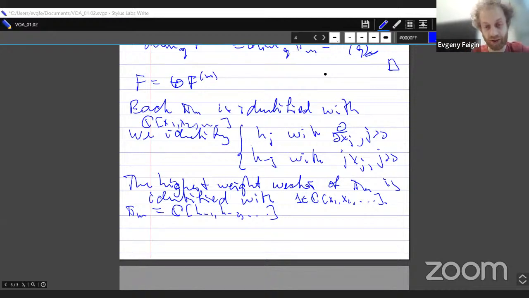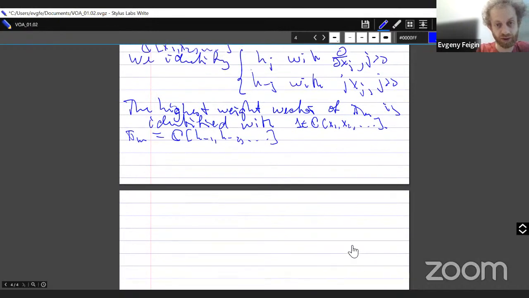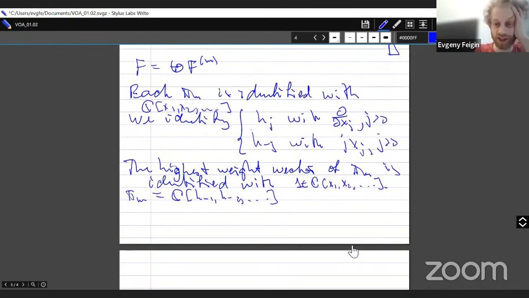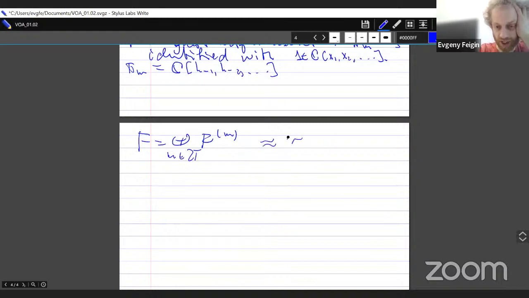Okay, so this is our convention. Once again each φ_m is identified with this polynomial space, and now we have F, which is the direct sum of F_m, and this is identified with the direct sum of φ_m. So that's it. And now let me write π_m.